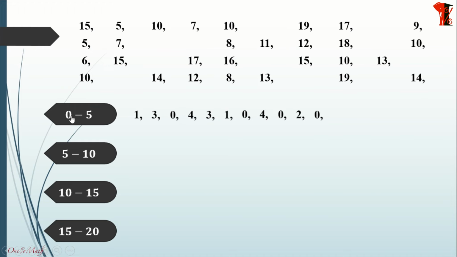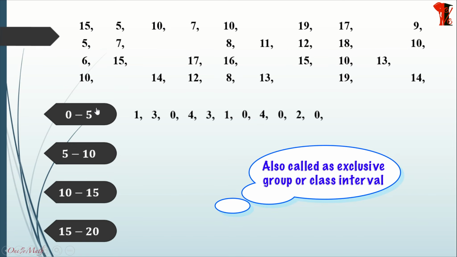That means in the first group 0 to 5, I can take 0, 1, 2, 3 and 4, and 5 goes to the next group. Why? Because you can see 0 to 5, 5 to 10, 10 to 15, 15 to 20. We call these continuous class intervals, or we can say the groups are continuous. So the number this group ends with is the same number the next group starts with.